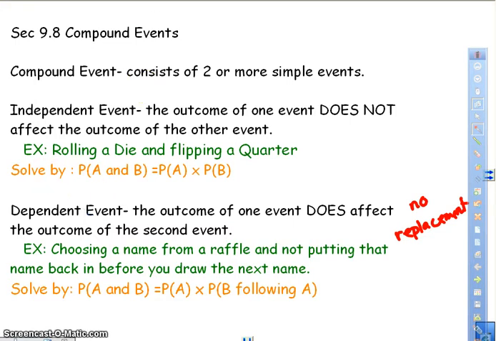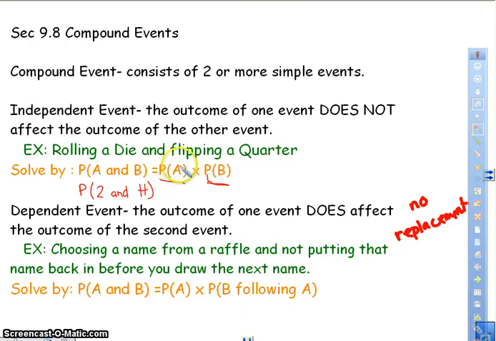Looking right here, it says to solve an independent event, you're taking them separately: probability of A times the probability of B. So for example, if I'm rolling a die, the probability that I would roll a 2 and then flip a quarter and get heads. Okay, so this is an example.